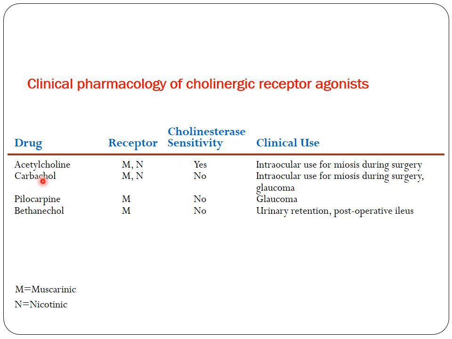Carbachol is a synthetic derivative of acetylcholine, also non-selective, but resists the action of choline esterase. Also given topically as an eye drop to produce miosis during surgery, and also can be used in the treatment of glaucoma.